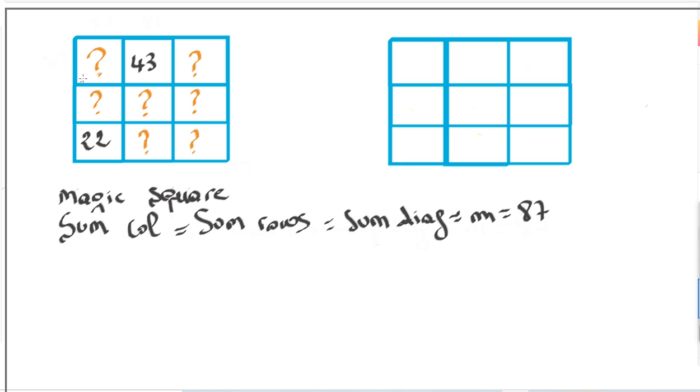So let's call, for example, this one A, this one B, C, D, E, F, and G. So the equation will be something like A plus D plus G is equal to M. So we did the sum of this diagonal, A plus D plus G, this diagonal right here.